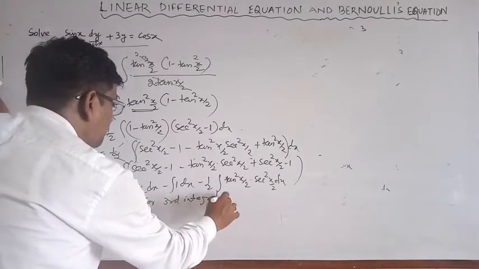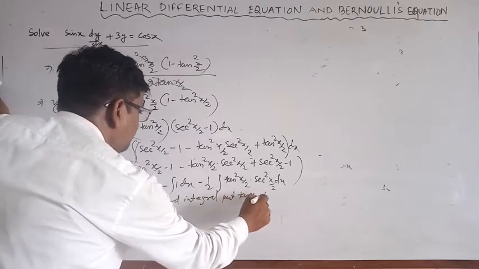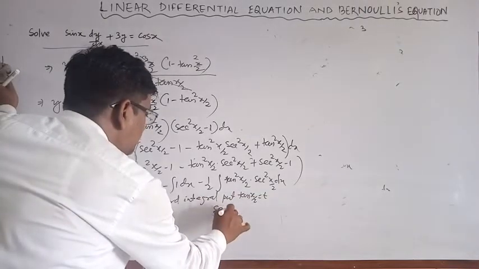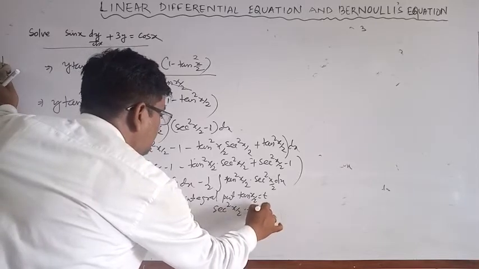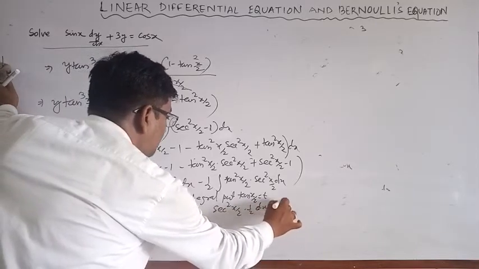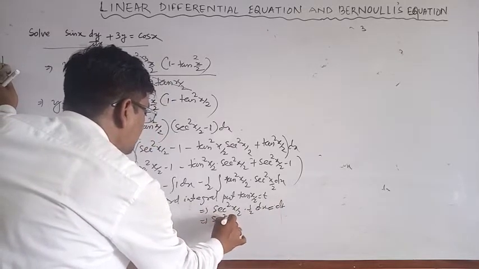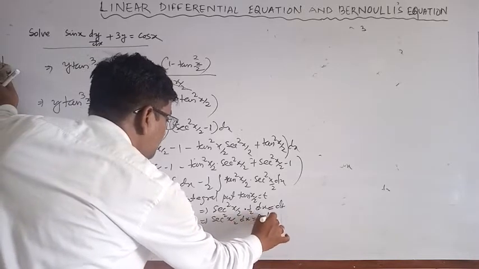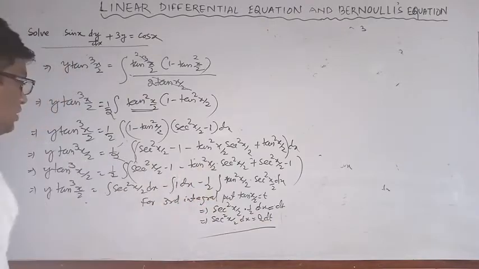For the third integral, put tan x by 2 is equal to t. That is sec square x by 2 into 1 by 2 dx is equal to dt. So sec square x by 2 dx is equal to 2 dt. It is only for the third integral.